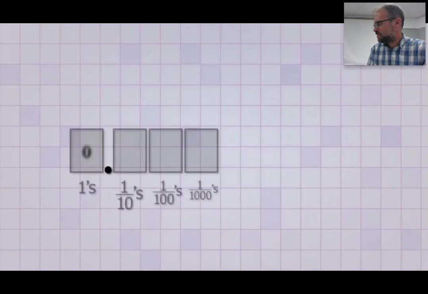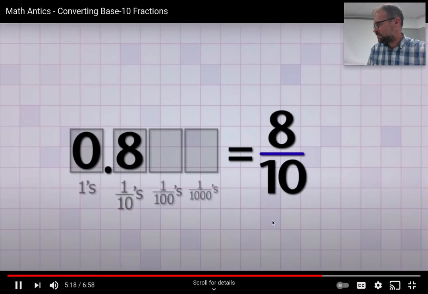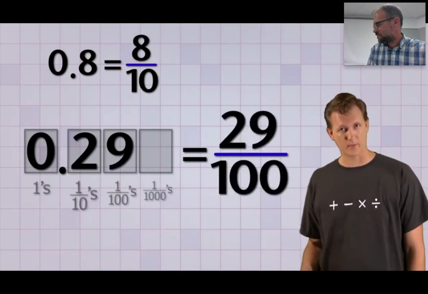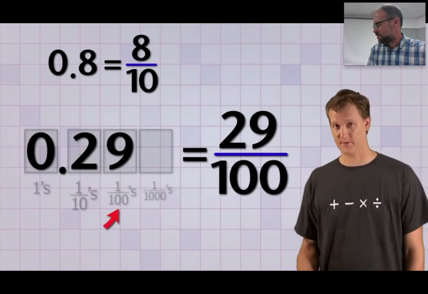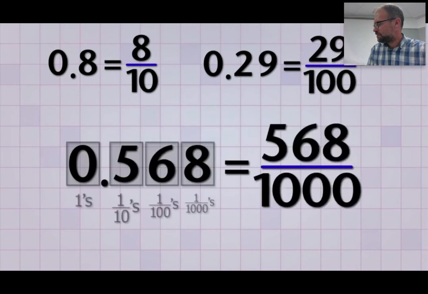Okay, so we've learned how to convert base 10 fractions into decimals, but we can go the other way too. We can start with a decimal and convert it into a fraction. All we have to do is take the decimal digits and make them the top number of a base 10 fraction. The bottom number will be determined by the smallest number place used in our decimal. For example, to convert 0.8 into a fraction, we put an 8 on the top and a 10 on the bottom because the smallest number place in our decimal was the tenths place. And to convert 0.29 into a fraction, we put a 29 on top and we put a 100 on the bottom because the smallest number place in our decimal was the hundredths place. And finally, to convert 0.568 into a fraction, we put 568 on top and 1,000 on the bottom because the smallest number place in our decimal was the thousandths place.